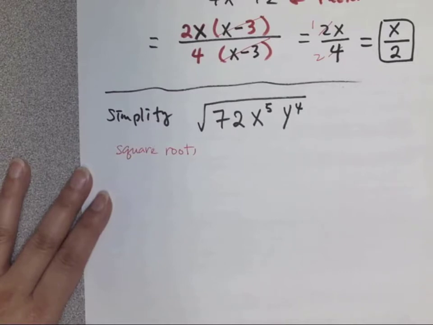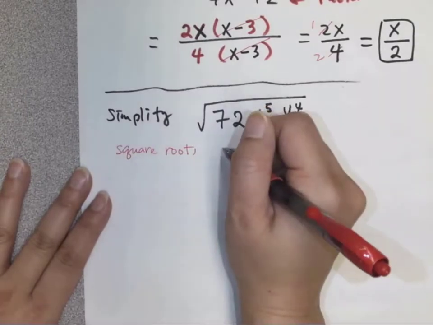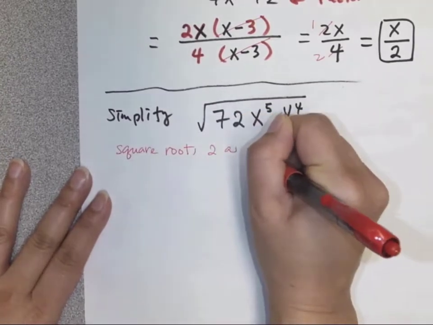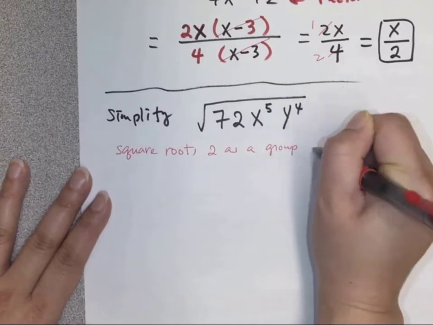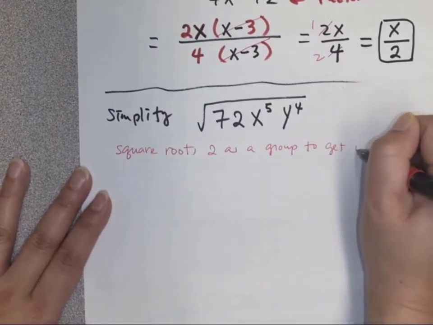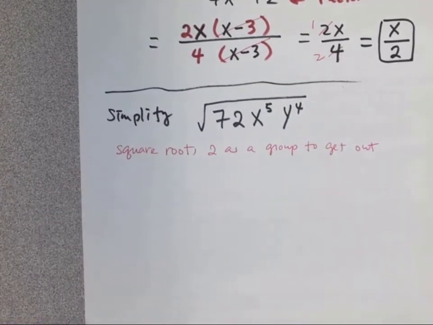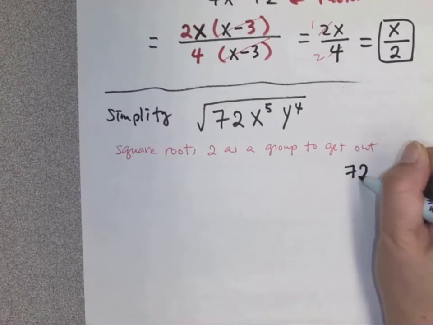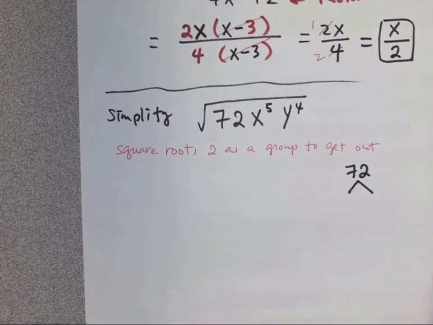Two as a group to get out. So there are many ways to do it, but in this school, they want you to break it down to the prime factor because it always works. So that would be what I suggest you to do too.